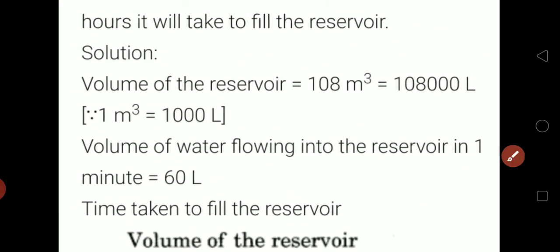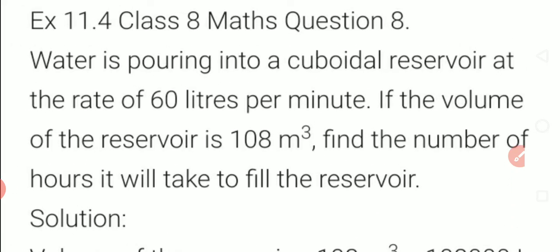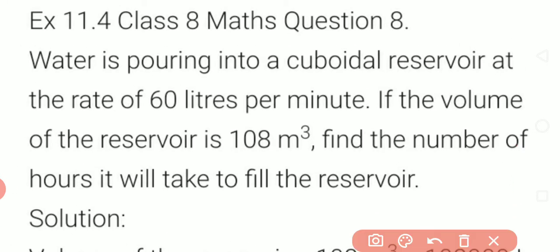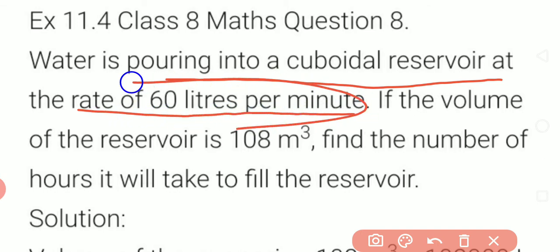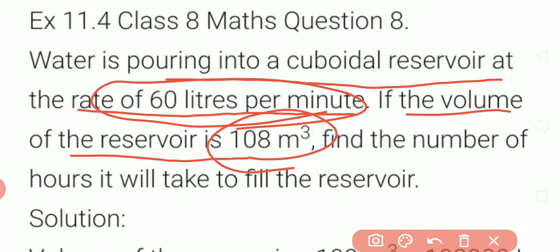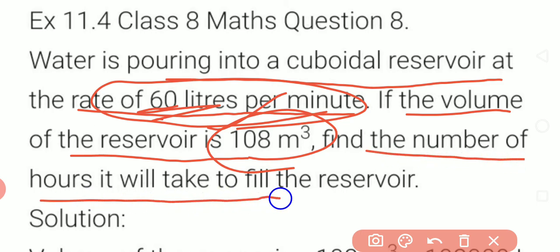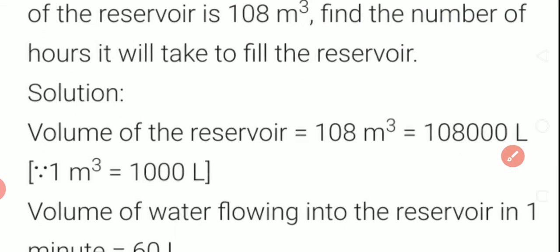Let us come to question number 8. Here we have given that water is pouring into the cuboidal reservoir at the rate of 60 liters per minute. This is the speed of the water, and the volume of the reservoir is 108 m³. This is the volume we have given, this is the speed we have given. Find the number of hours, that is, we have to find out the time, right?